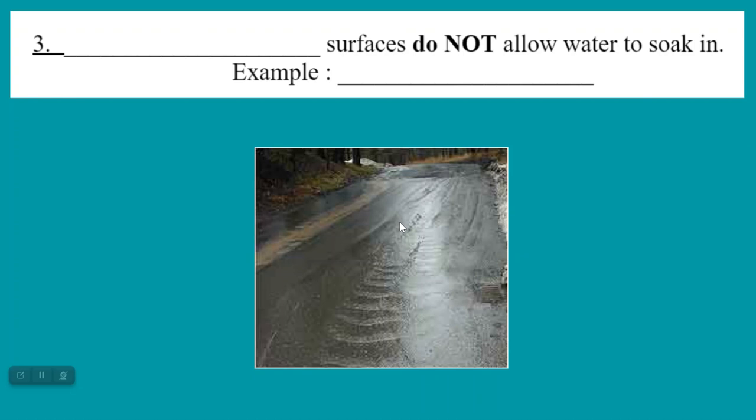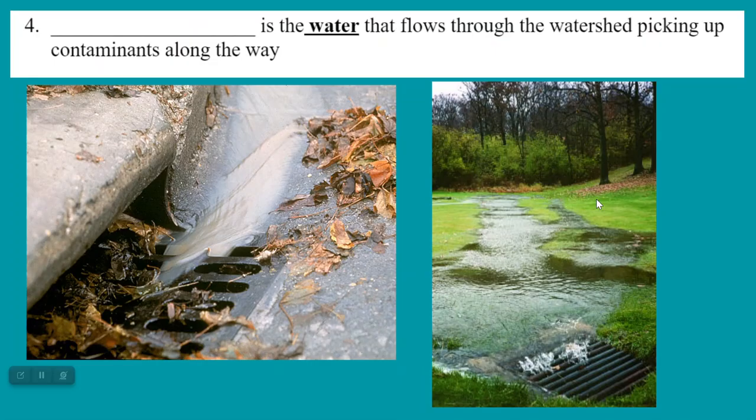And then on the other hand, we have surfaces that do not allow water to soak in. Those are called impermeable surfaces. So examples would be roads and driveways and roofs, patios, anything that doesn't allow water to be absorbed.